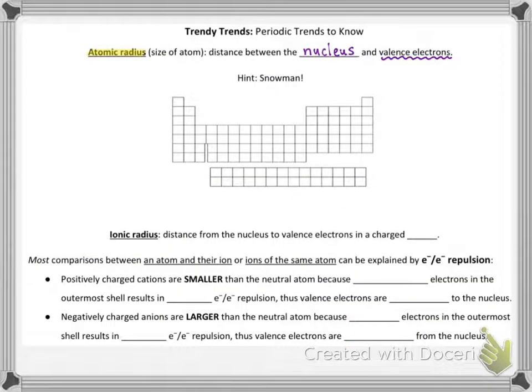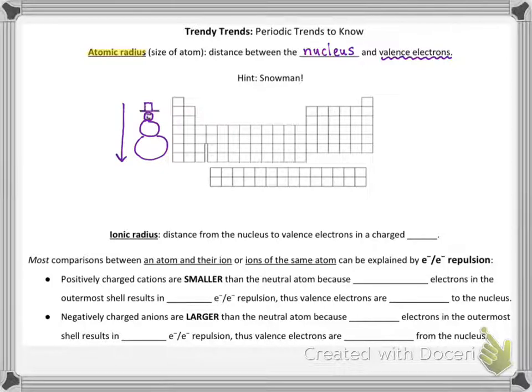Atomic radius, or size of an atom. Technically, it's defined to be the distance between the nucleus and its valence electrons. And the hint for remembering this trend is snowman. That's because as you go further and further down, you're adding more and more energy levels. And if you're in a higher energy level, you are further from the nucleus. So it gets bigger and bigger and bigger as you go down the periodic table, making a shape that looks just like a snowman.